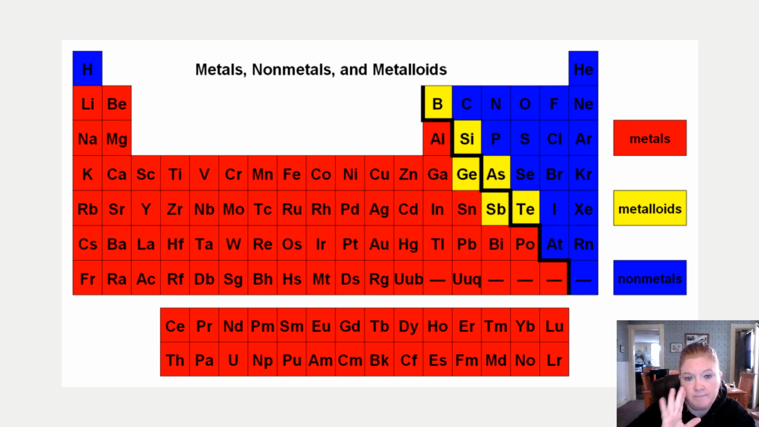You can see here our metals are in red, most of the periodic table, non-metals in blue, and then the metalloids in yellow. And you can see that's slightly different from what we just looked at. And again, slightly different from what I'm going to show you right now.